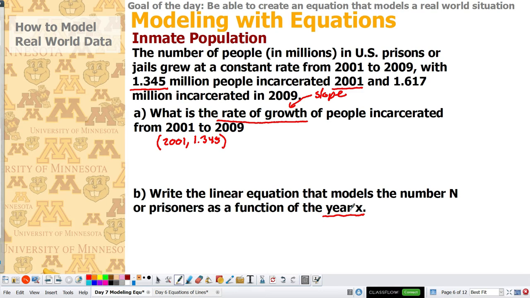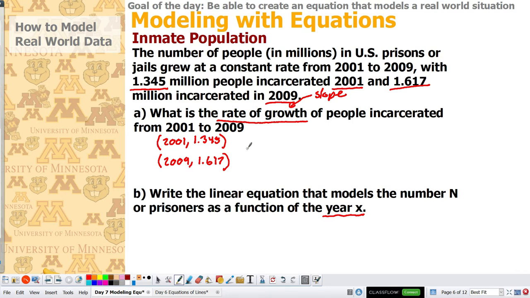And then they give me another point. They say in 2009, there's 1.617 million people. That's another point. So in 2009, there's 1.617. And I've got to figure out my slope between these 2 points, or my rate of growth.